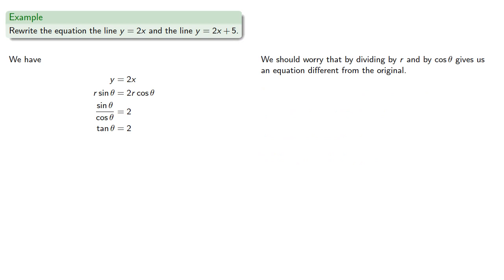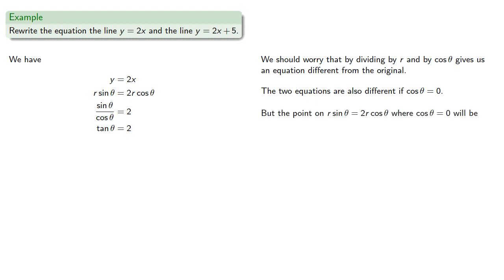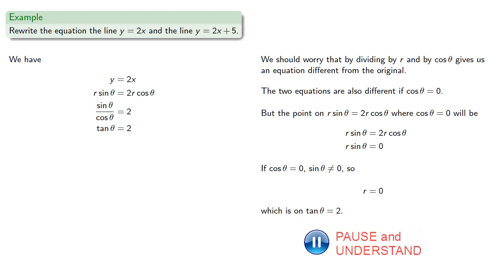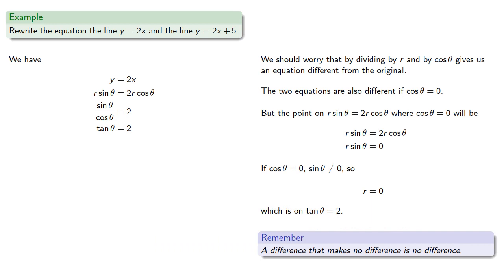And since we divided by cosine theta, the two equations will also be different if cosine theta equals 0. But the point on r sine theta equals 2r cosine theta, where cosine theta is 0, will be on tangent theta equals 2. And remember, sine and cosine can't simultaneously be 0. So if cosine theta equals 0, sine theta is not 0, so we can divide by it. And remember, a difference that makes no difference is no difference. And so tangent theta equals 2 is our equation.